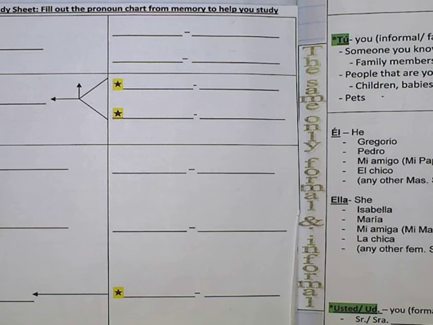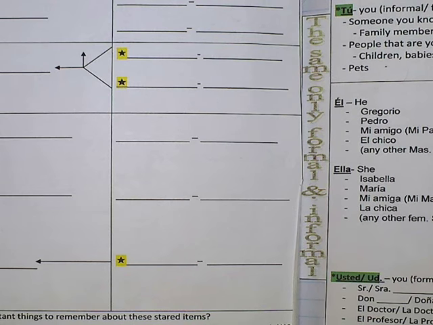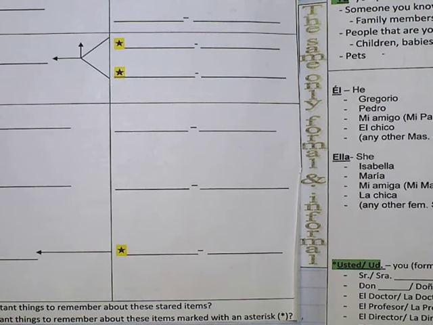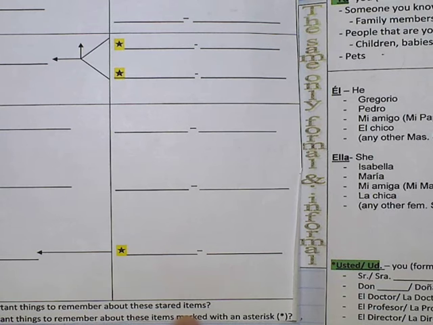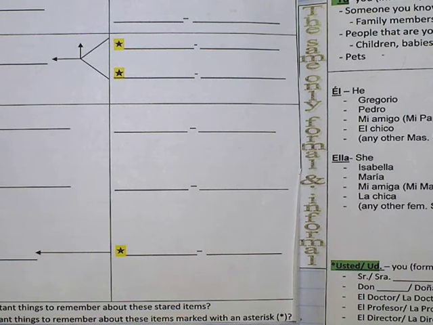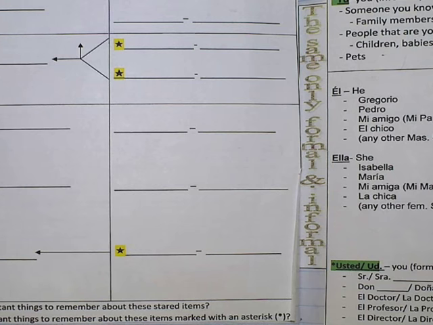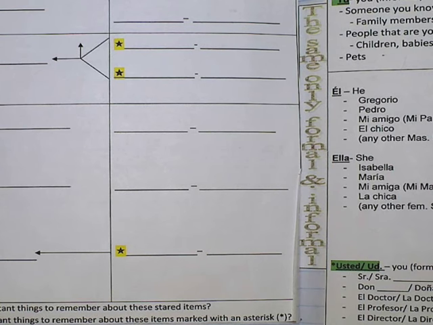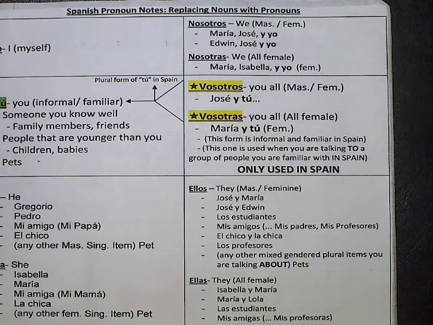Okay, and so that's also what these questions are about down here. What are the important things to remember about these starred items? What are the important things to remember about these items marked with an asterisk? That's to ask yourself that question and see if you can get it right. And if you cannot get all of this right, then that tells you that you need to study this a little bit more. Okay? Thank you.